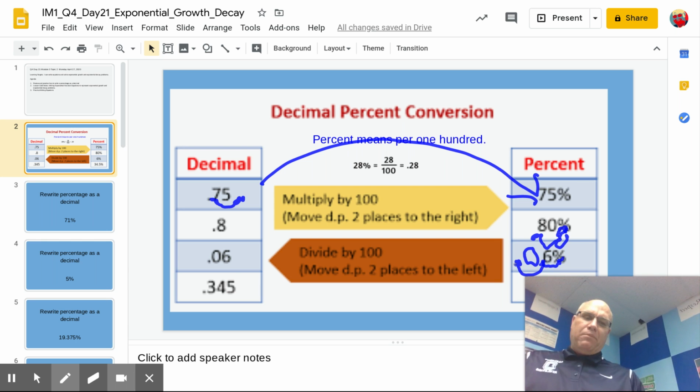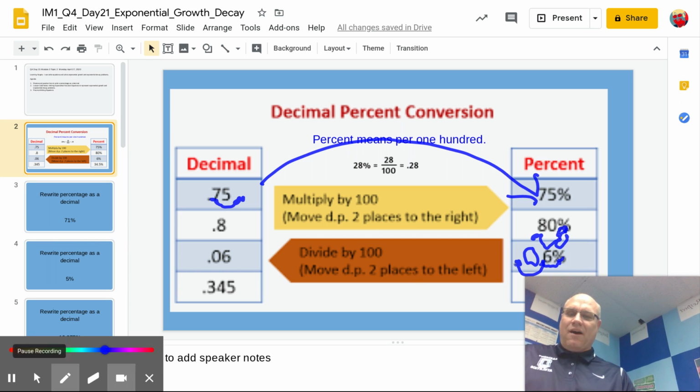You got to be careful. People make mistakes all the time on that. They put 0.6 for 6%. That's 60%. It's a big difference. 60% and 6%, big difference. All right, so we're going to practice some of these to get this down.